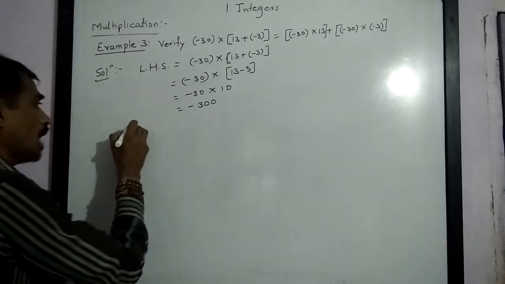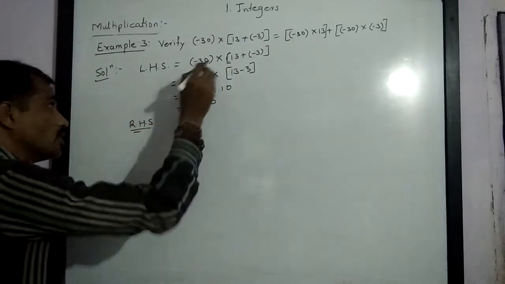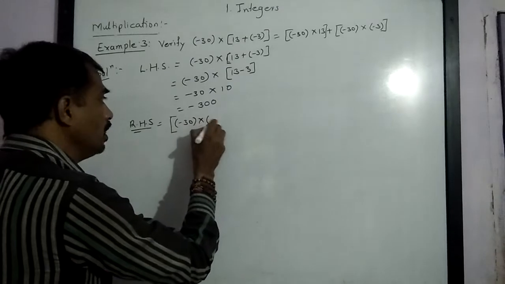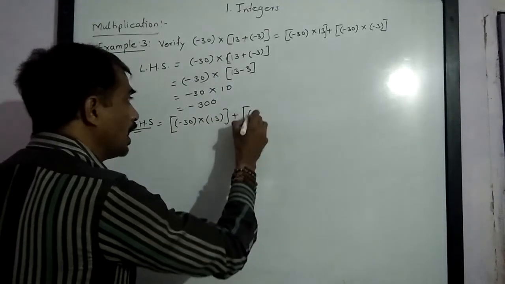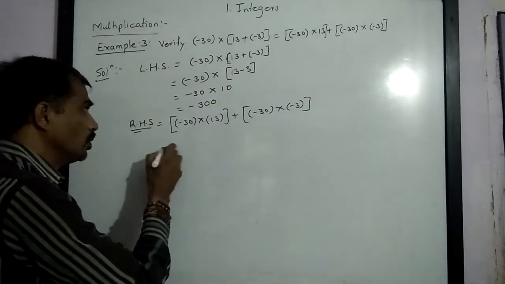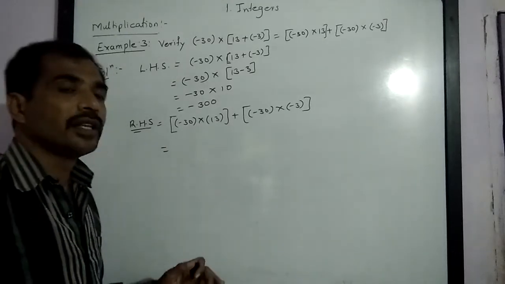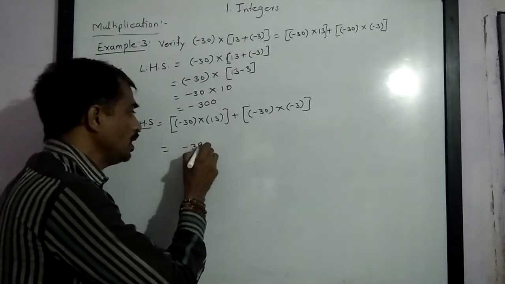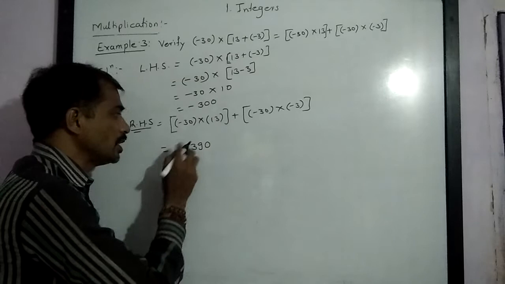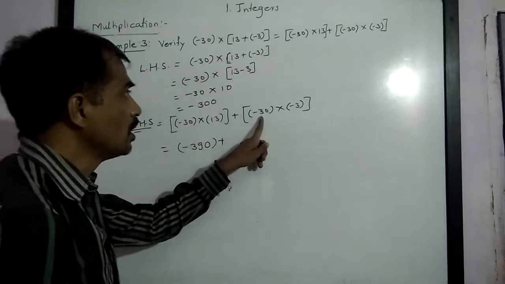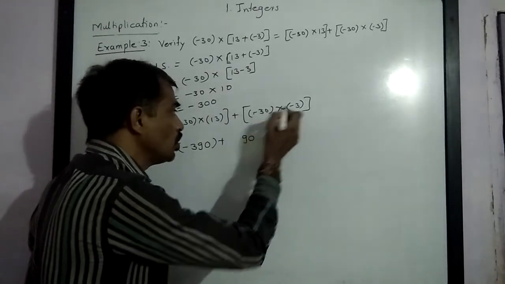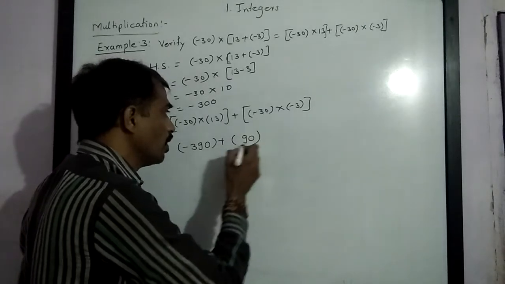Now let us check what is RHS, that is the right hand side of the question asked. Right hand side is negative 30 multiplied by 13 plus negative 30 multiplied by negative 3. So 13 threes are 39. So this is equal to minus 390. 13 zeros are 0, 13 threes are 39, plus into minus is negative. Plus, now 3 threes are 9, or you can say 30 threes are 90, and minus into minus becomes plus.